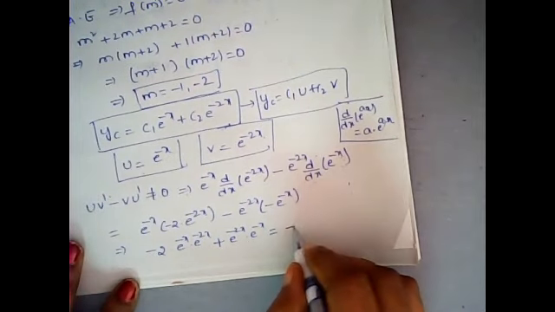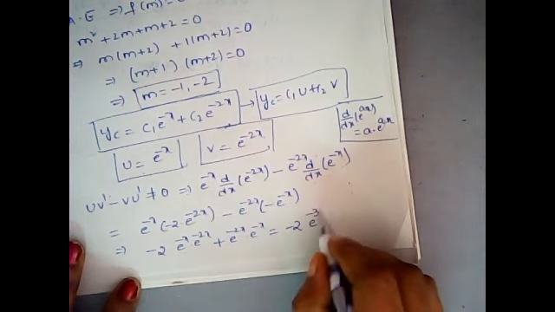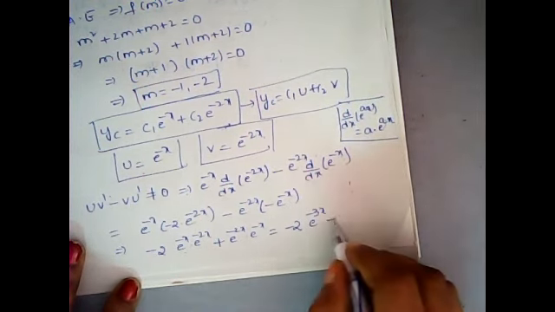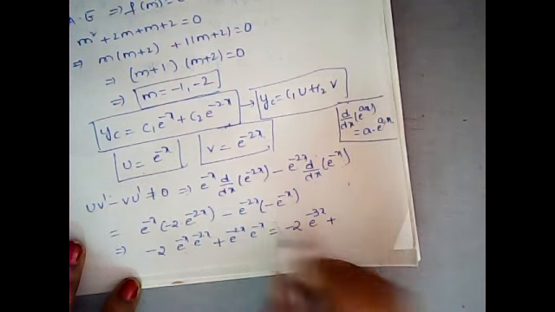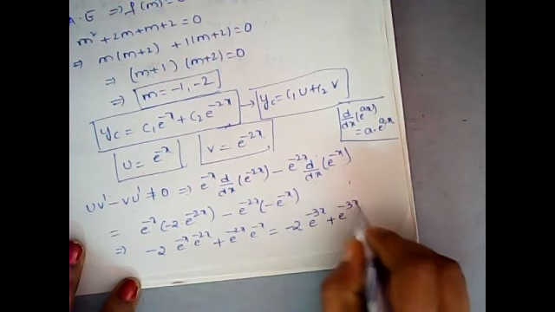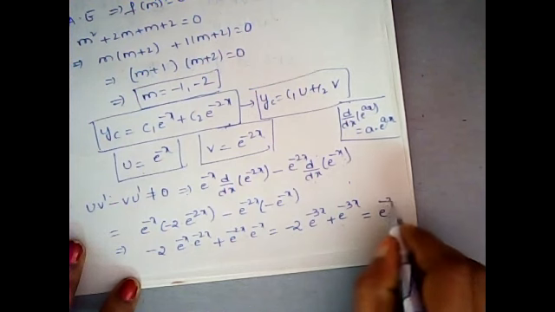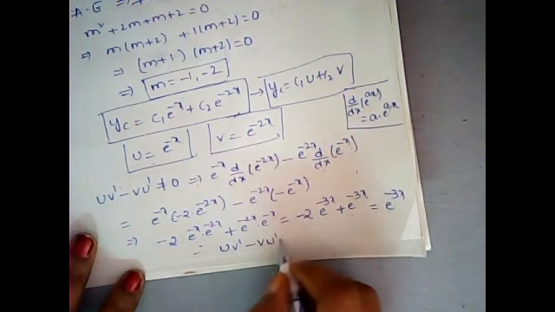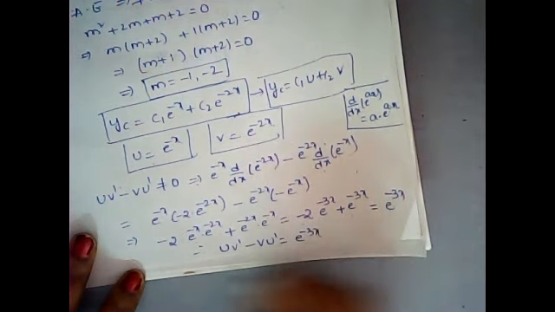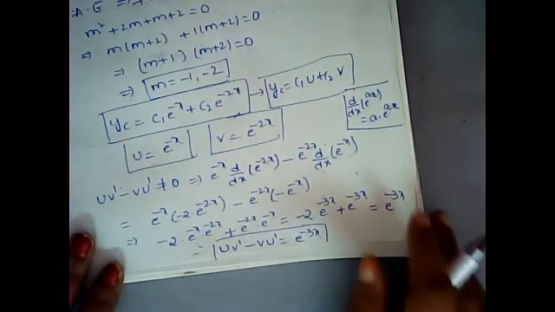When the bases are equal, we can add the powers here. So minus 2 into, when you are adding the powers, we will be getting e power minus 3x here. And in the same way, e power minus 2x and here minus x: minus 2x plus minus x, we will be getting minus 3x. So minus 2 plus 1, so we will be getting e power minus 3x. Therefore, uv dash minus vu dash is equal to e power minus 3x here. Okay, so we got uv dash minus vu dash, which is e power minus 3x.